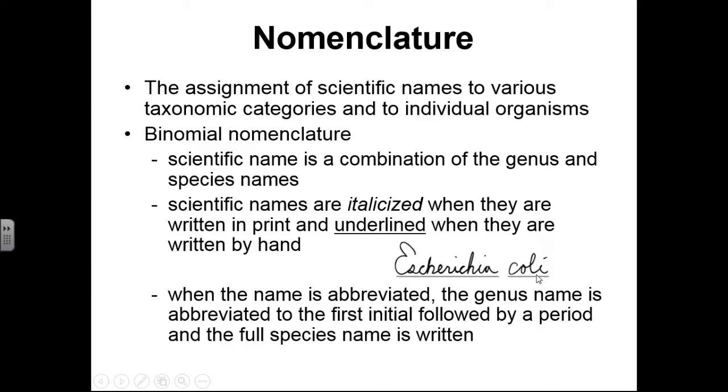If you're abbreviating a scientific name, the genus is abbreviated with just the first letter followed by a period, and then the full species name is written. So if I wanted to say the abbreviation of Escherichia coli, I would just say E. coli.